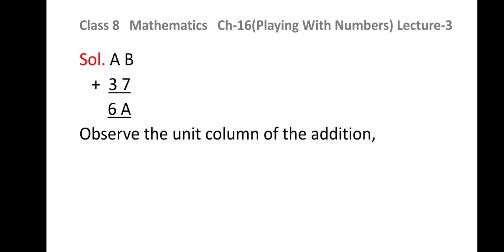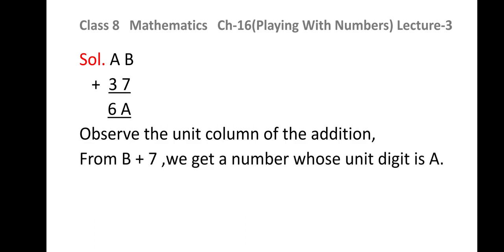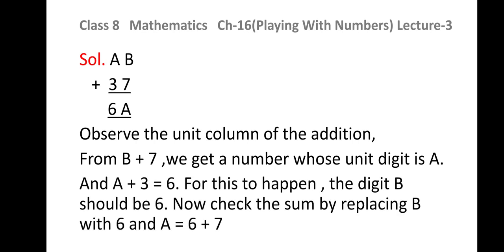Observe the unit column of the addition. From B plus 7, we get a number whose unit digit is A. According to this question, if I add B plus 7, my answer should be a number whose unit digit is A. I have seen first the unit column, and then if I look at the next column, I should get A plus 3 is equal to 6. And for this to happen, the digit B should be 6. If I write 6 in place of B, then only it can happen.